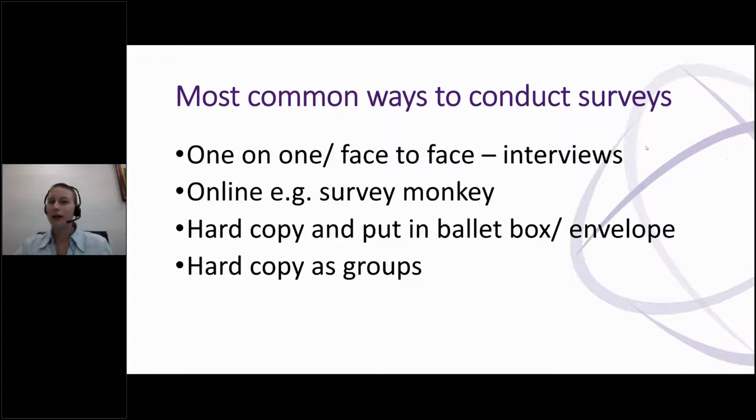Where are your staff located? What method do your staff prefer? If your staff don't like computers, don't like connecting on the internet, an online survey might not be for them. But some people also don't like hard copy. So you've got to go with what works.